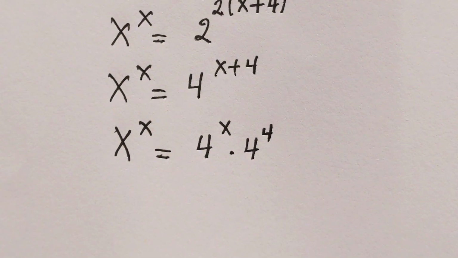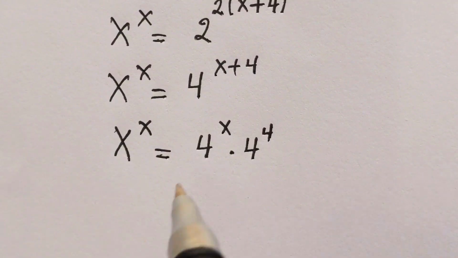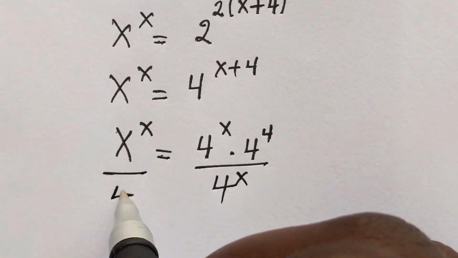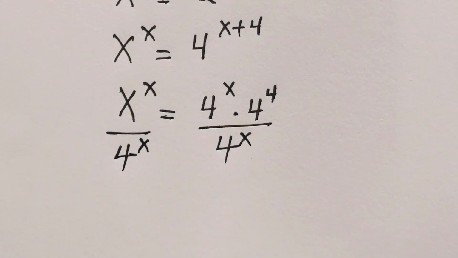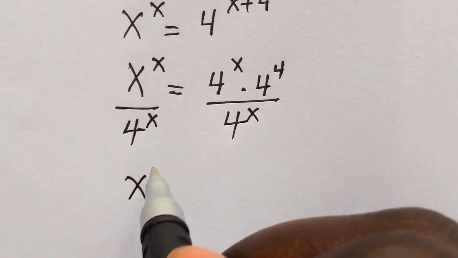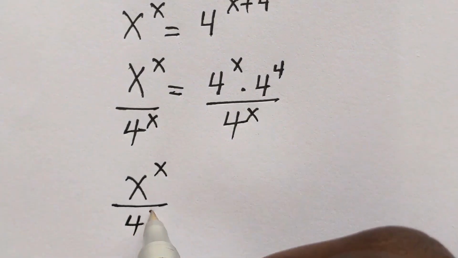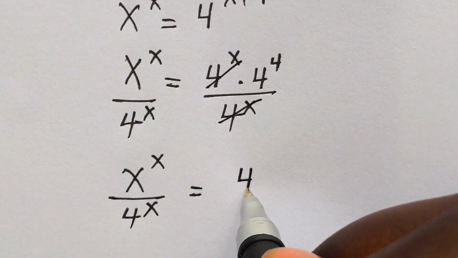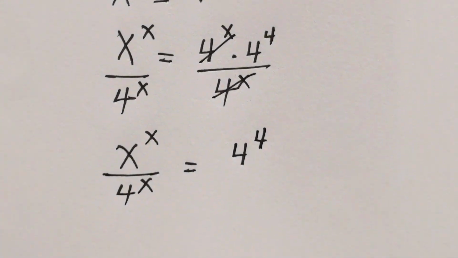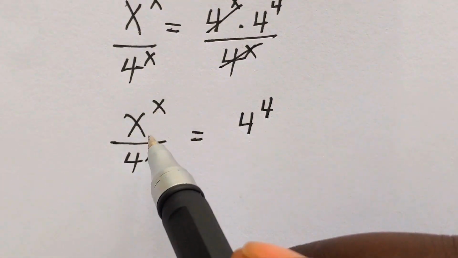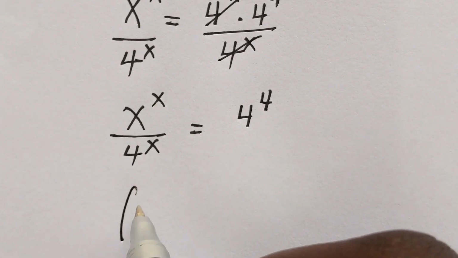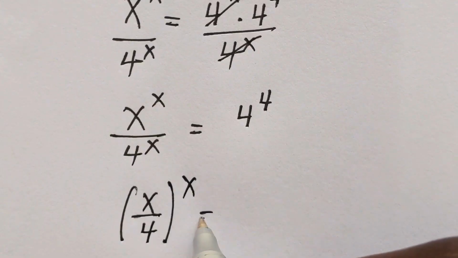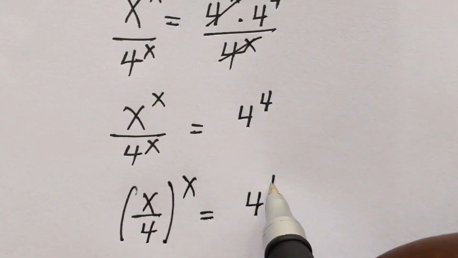So that here at this stage, what should we do? You should divide by 4 power x on both sides, so that you should get x power x over 4 power x equals to this one. This will be cancelled to get 4 power 4. Because you have the same power, you should write this one as x over 4 power x equals to 4 power 4.